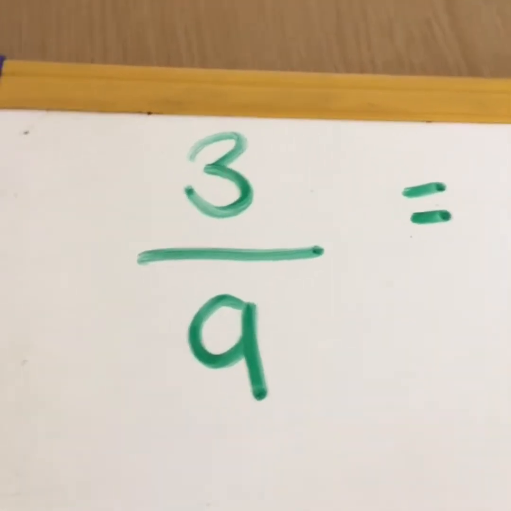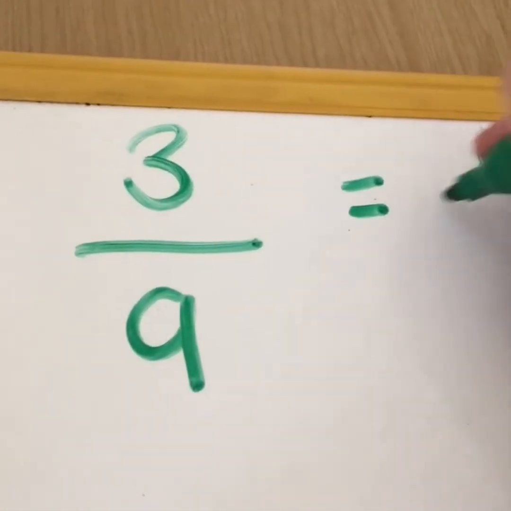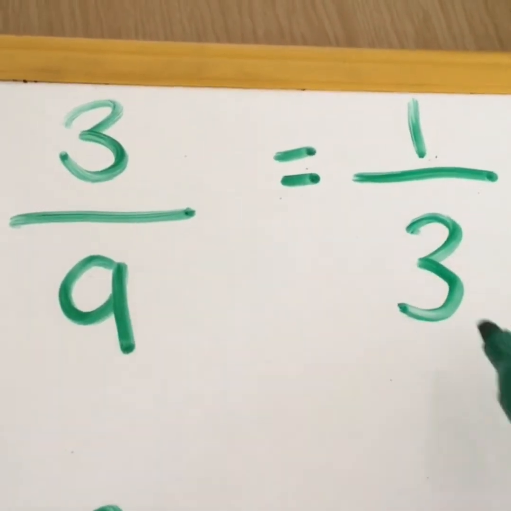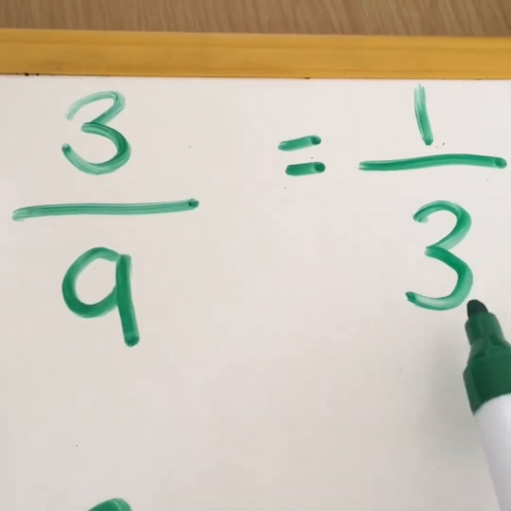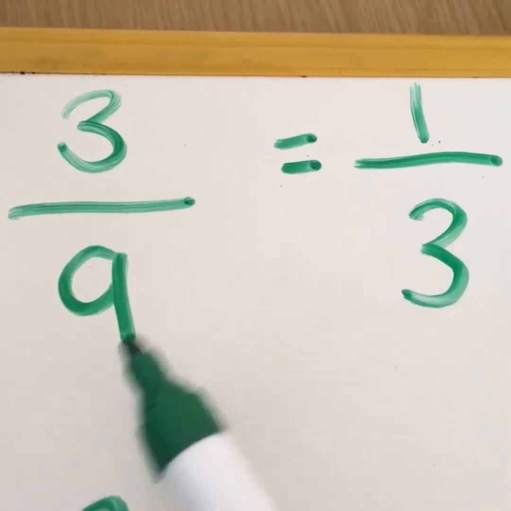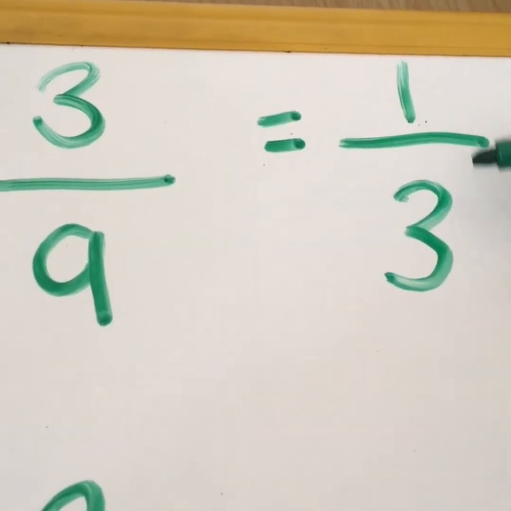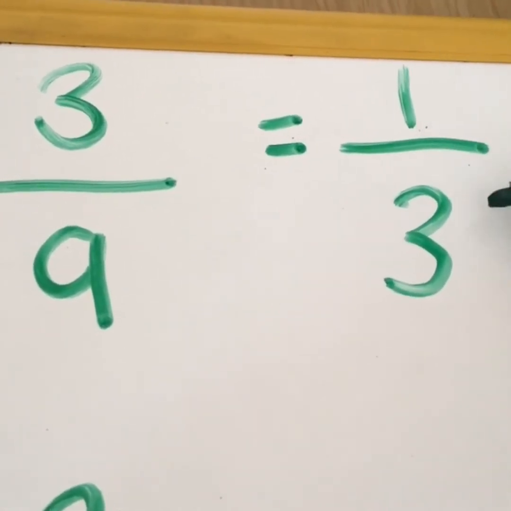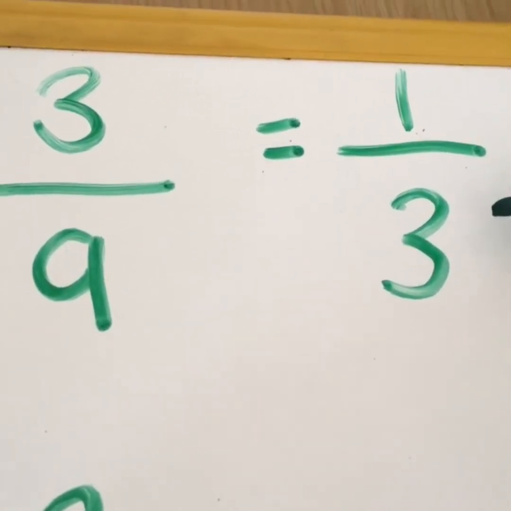Yes, I can do 3 divided by 3, which would be 1. I could do 9 divided by 3, which would be 3. These two fractions are equivalent. This is a simpler version of this fraction here. Now, can I simplify this fraction any further? Well, no, I can't, because 1 and 3 only share the factor 1, so there is nothing else to divide by.